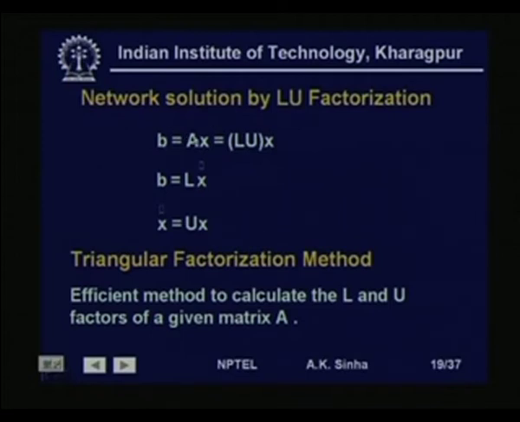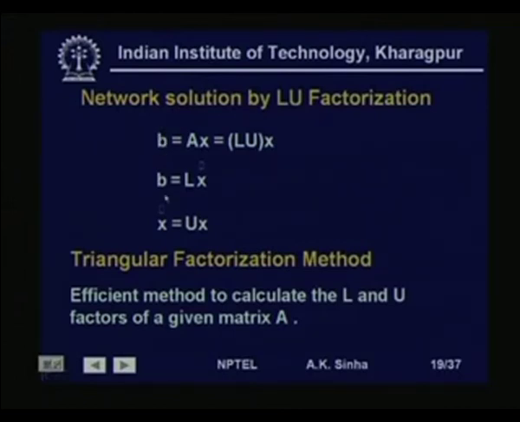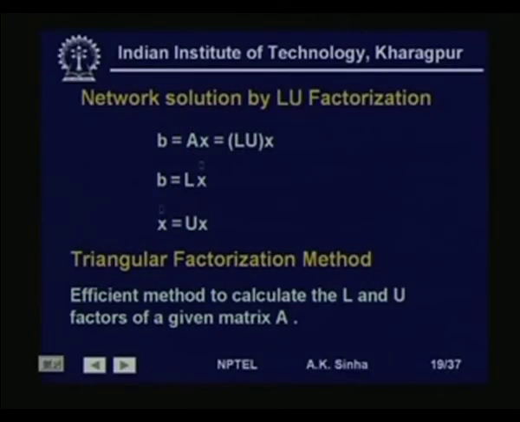Let the matrix remain constant, this B may keep changing, and we need to perform only these two operations, because the factorization has already been done. This saves a considerable amount of time in solving a large set of equations, and this is what is normally done for power flow solutions. So with this we will stop today.